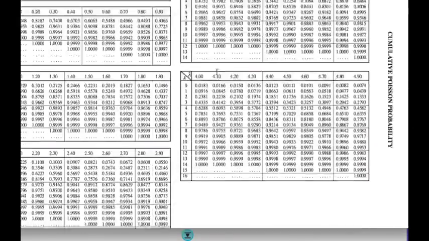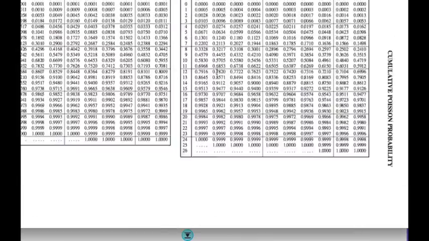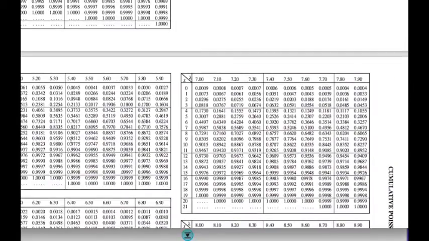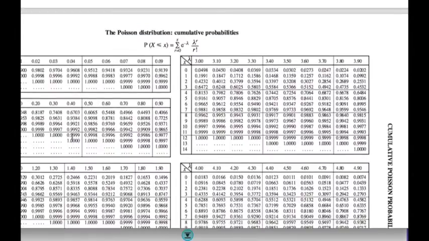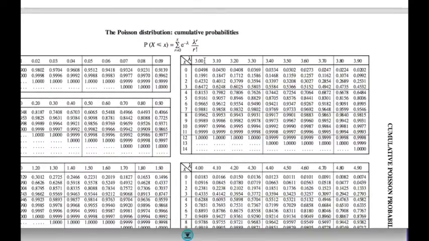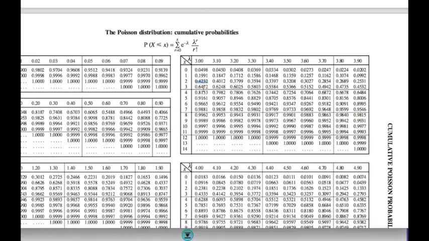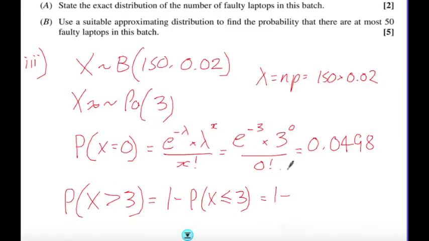So go through all of the binomials. Right. Oh, we've gone a bit too far. There we go. Here's lambda is 3, and we want the probability x is less than or equal to 3, so we're going to be using that 0.6472. So 1 minus 0.6472 is 0.3528.